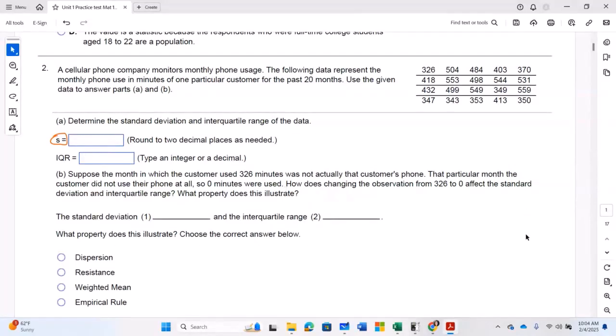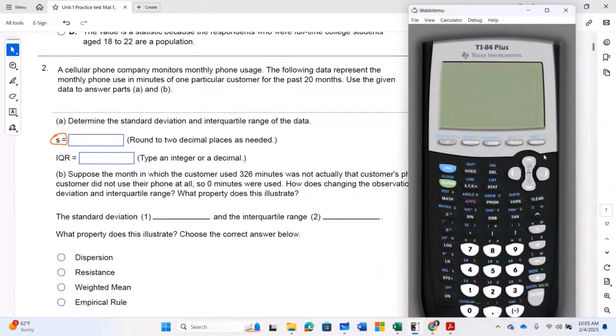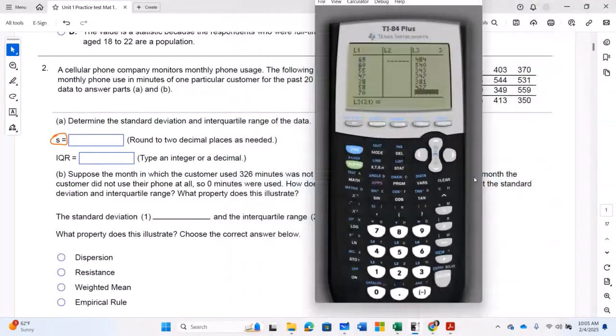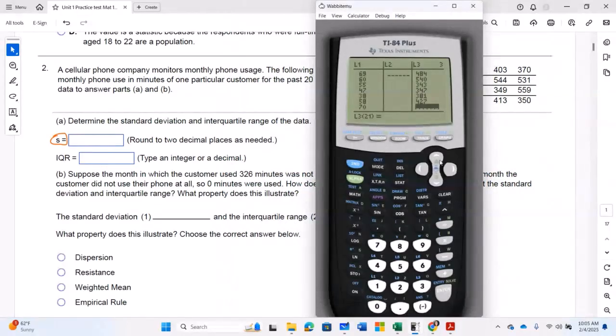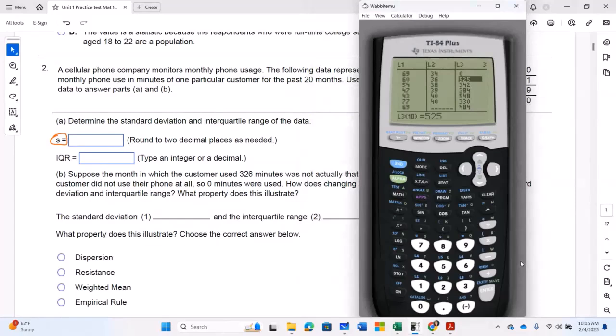Okay, so the data is already in my calculator. So I'm going to pull the calculator up and I am going to change the number 326 to 0. Let's see how it will affect the data. So I'm going to change the number 326 to 0. Okay, and then I hit enter. And I would do one variable stat of this data and see.